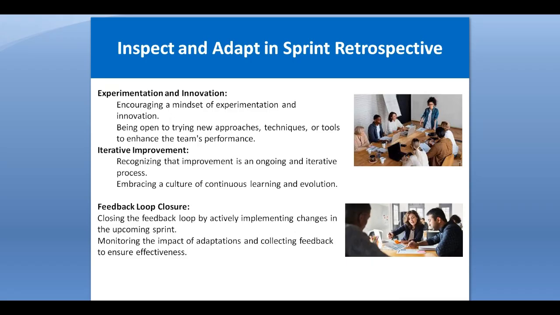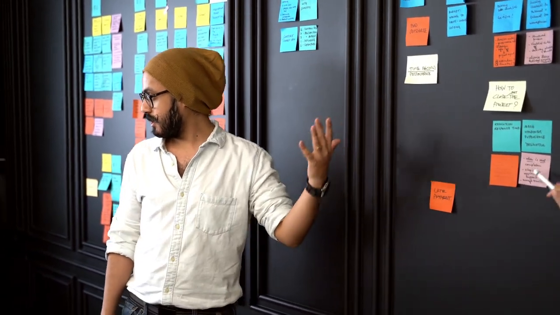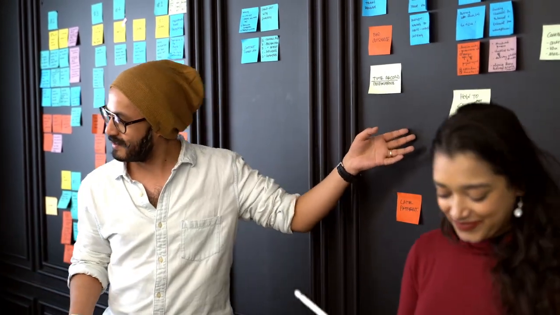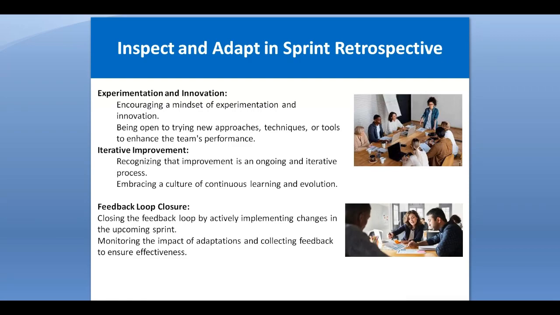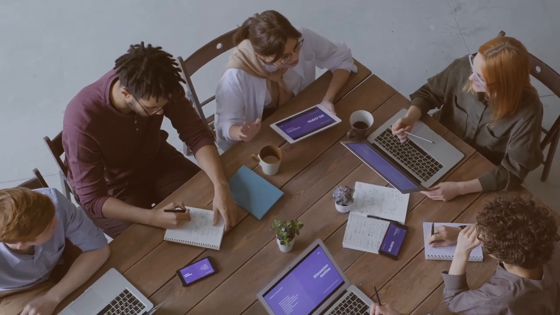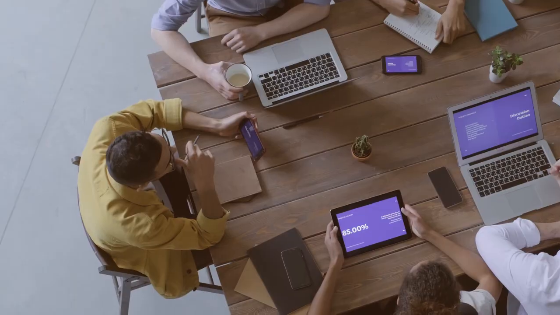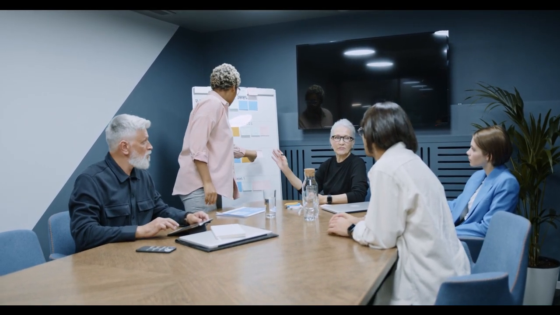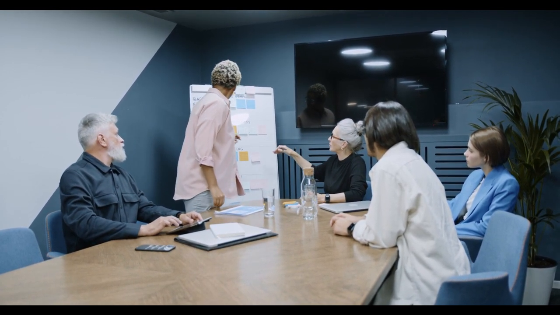Iterative improvement means that the improvement should be ongoing and on an iterative basis, one by one, embracing a culture of continuous learning and evolution. Feedback loop closure means closing the feedback loop by actively implementing changes in the upcoming sprint, monitoring the impact of adaptations, and collecting feedback to ensure effectiveness. Here, friends, once the feedback loop is there, you monitor what you have changed and what the impact of those changes is.